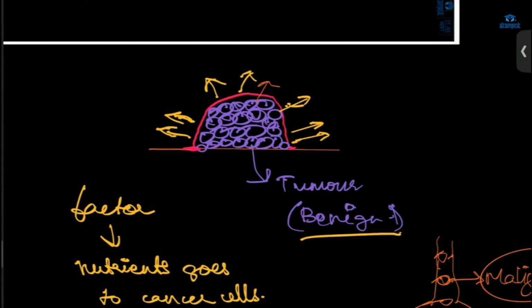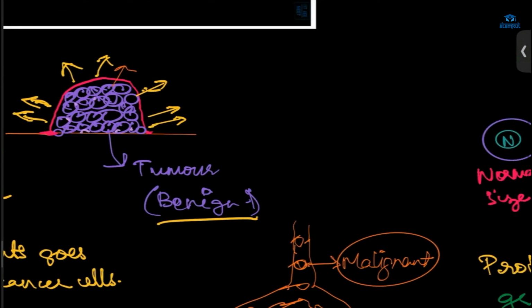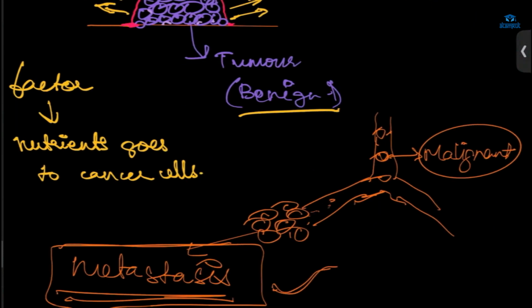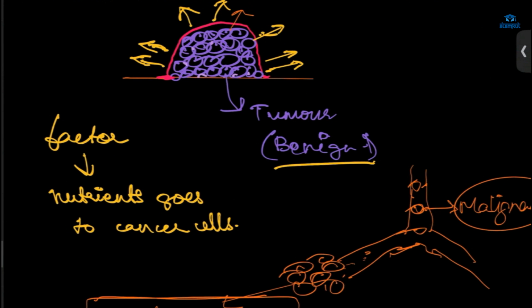Now these are the tumor cells. This is benign, meaning a friendly tumor, because it is present in a particular location. Now this cell, if it migrates to other places, then it is called malignant, and that process is called metastasis. And this cancerous cell, what does it produce? A factor. What does it do?